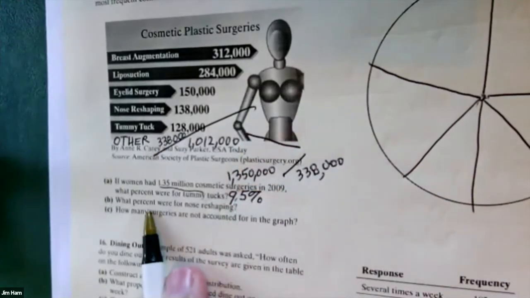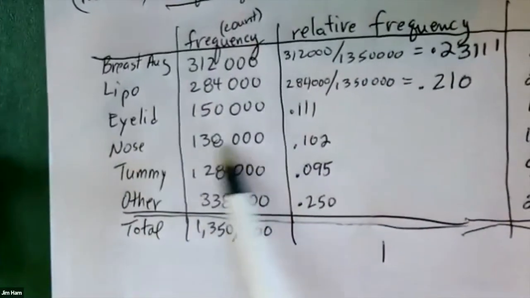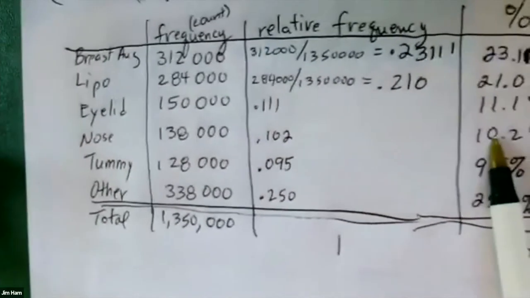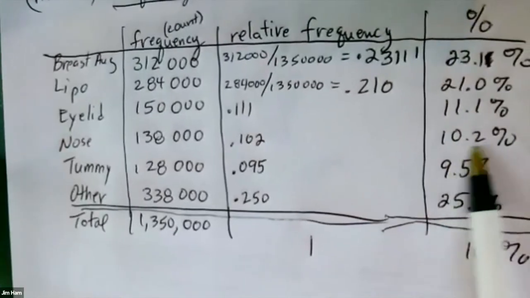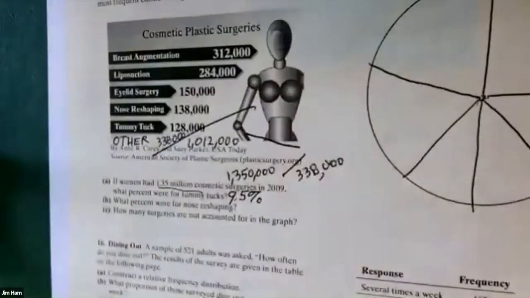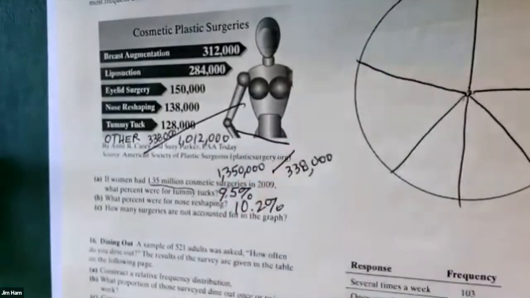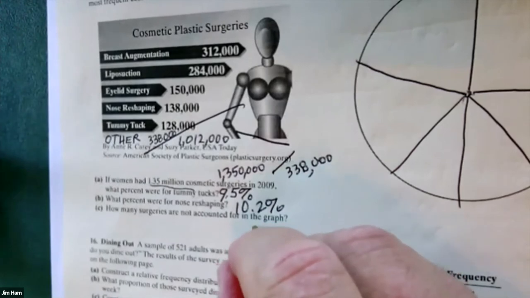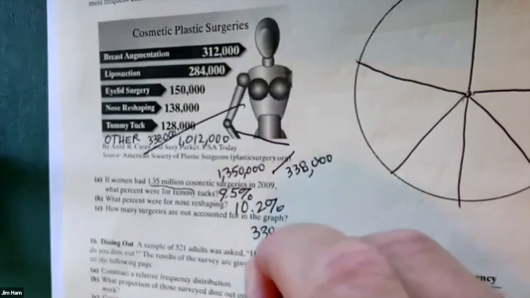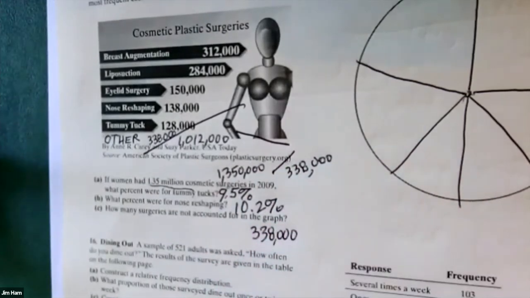And then it says what percent were for nose reshaping? Nose, 10.2. And how many surgeries are not accounted for in the graph? Well, we actually added onto the graph, but we know that there were 338,000 not accounted for. And we actually included them in our graph.